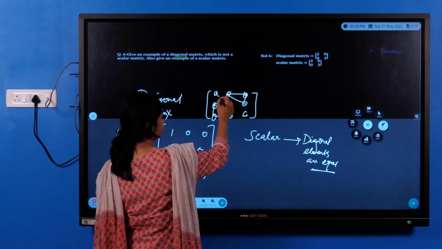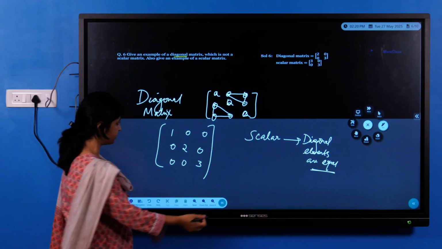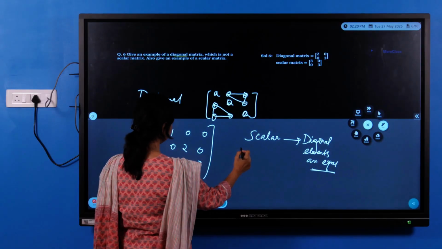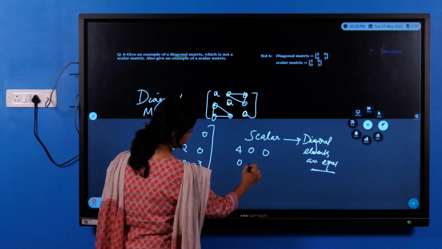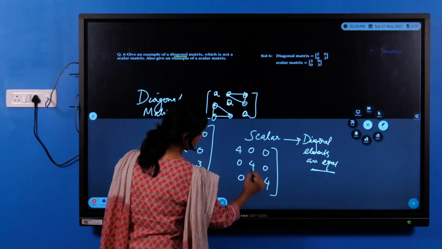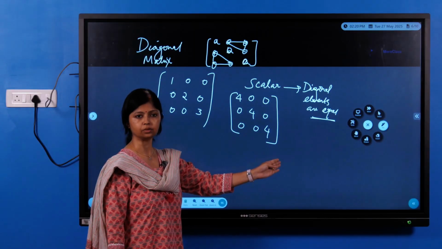For example, here, instead of A, B, C, an example of a scalar matrix could be, but not essentially 1, so 1, 0, 0, or we can say 4. So 0, 4, 0, 0, 0, 4. So this is a scalar matrix where all the diagonal elements are equal.